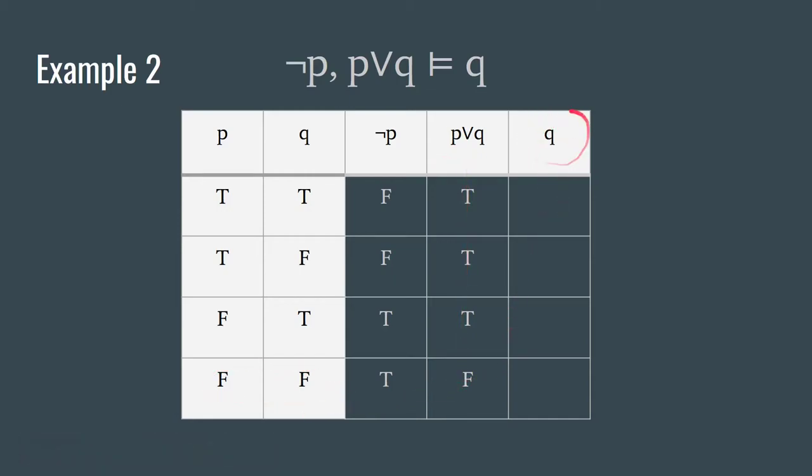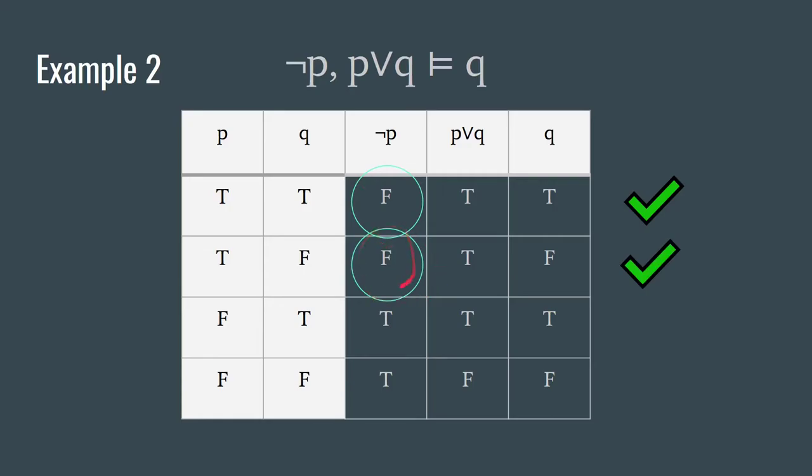And then here we have the conclusion. We've rewritten it, so we just need to copy the values over from the Q column. Now we've got everything laid out for us nicely so that we can easily perform the validity test without having to think too much. First row has a false premise, so we're good to go.